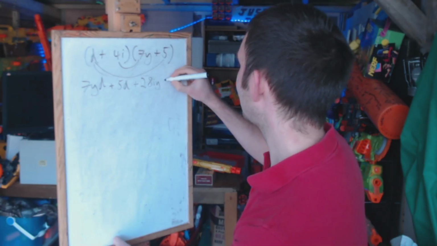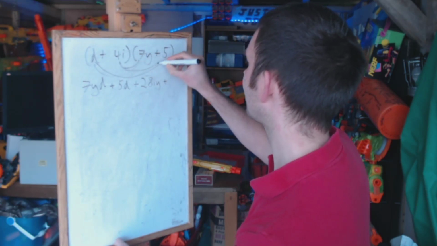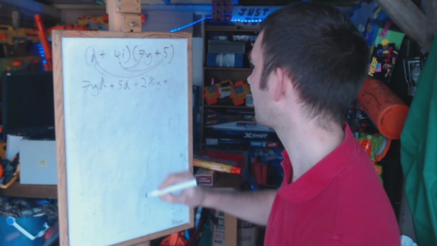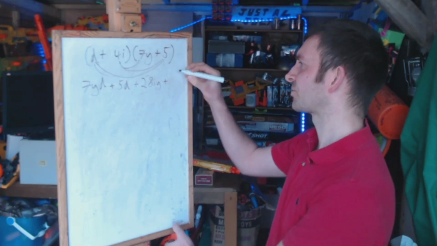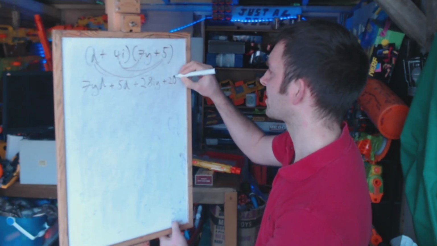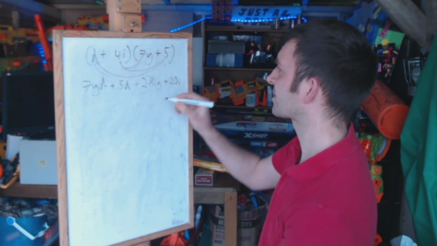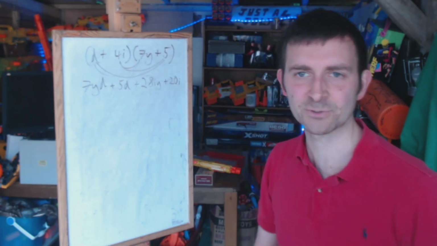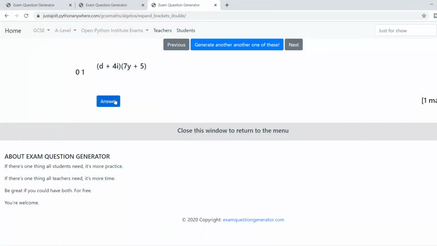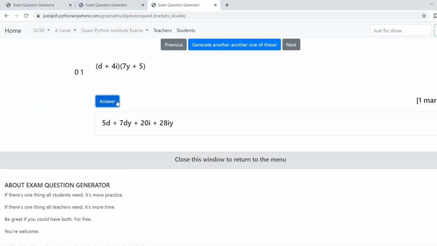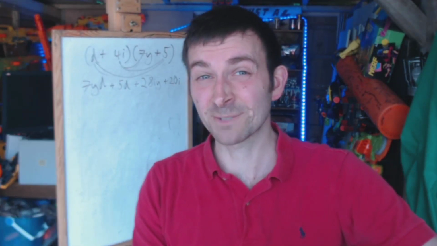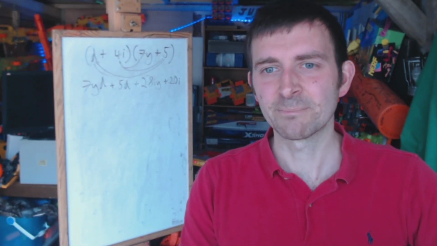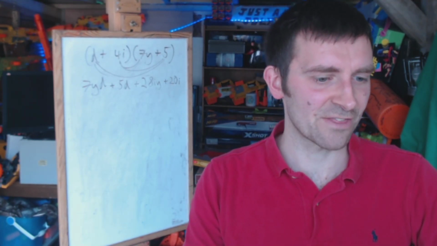All right, and then finally, let's have 4I times 5. That's right, 4I times 5. 4 times 5 is going to be 20. And let's not forget that we're also multiplying I in there as well. Let's now go back and make sure that I program this correctly. We've got 5D, 7DY, 20I, 28IY. Again, the order doesn't particularly matter. The important thing is that you've got all of the different elements there.